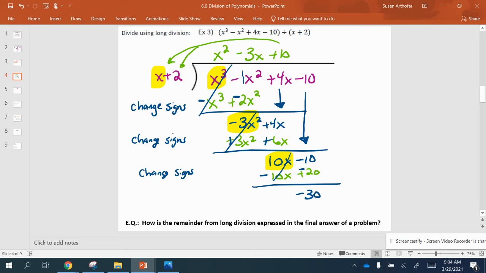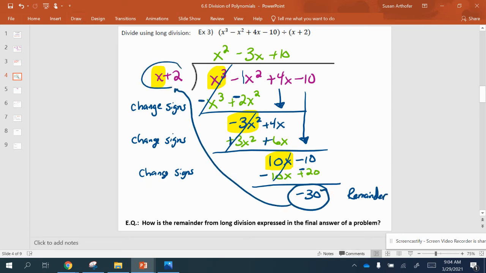I don't have anything else to bring down. That's our remainder. So remember, the remainder gets written over the whole divisor. So my final answer is a plus sign, adding the remainder, negative 30, over the divisor of x plus 2. And the top green is our final answer. So all of that is our final answer. Okay? All of that is your final answer.